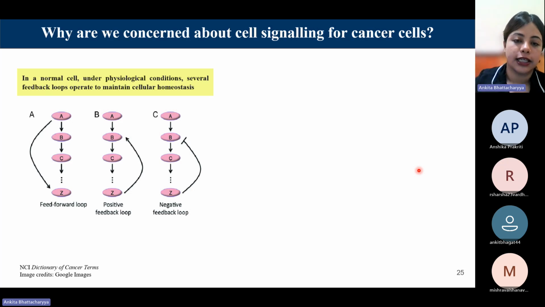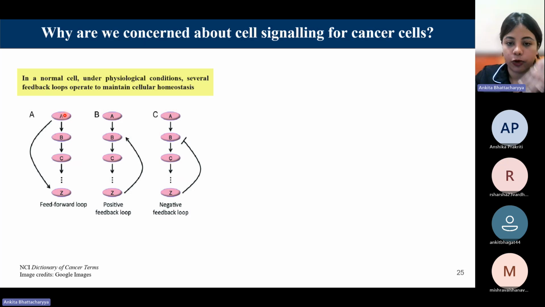So for example, we'll take each of them one by one. There are three major types of feedback loops that are present. The first one is a feed forward loop. The second one is a positive feedback loop. And the third one is a negative feedback. So for the first one, feed forward loop, what do you see here? You see protein A, B, C, and something called Z. And you see that for all the others as well. What is the meaning of this?